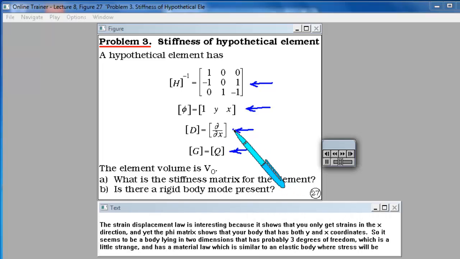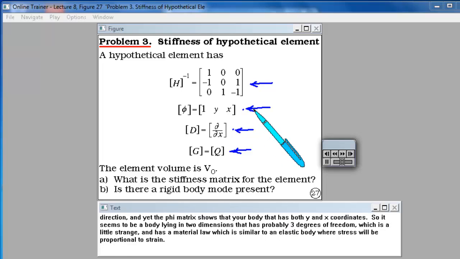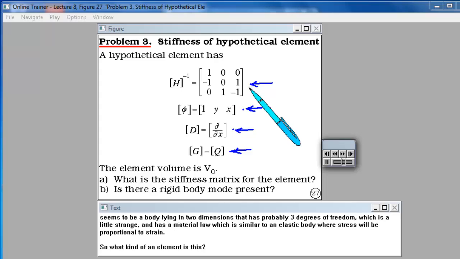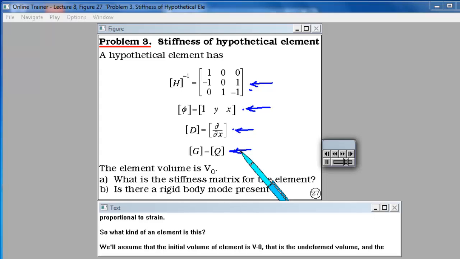The strain displacement law is interesting because it shows that you only get strains in the x direction, and yet the phi matrix shows that you have a body that has both y and x coordinates. So it seems to be a body lying in 2 dimensions that has probably 3 degrees of freedom, which is a little strange, and has a material law which is similar to an elastic body, where stress will be proportional to strain. So what kind of an element is this?